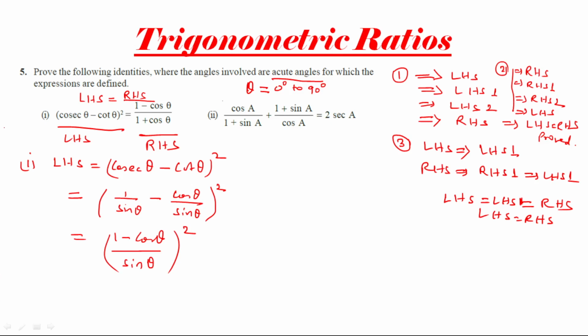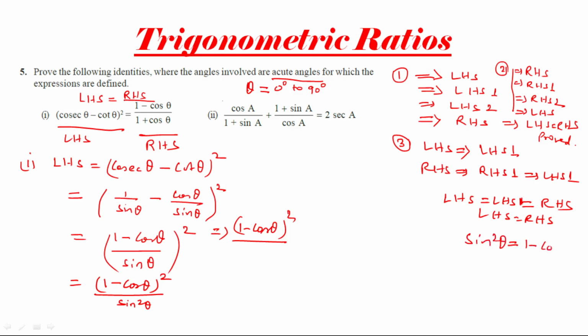Now further, it will give us (1 minus cos theta) whole square divided by sin square theta. Further, as we have already seen in my previous video, there is a formula: sin square theta is equal to 1 minus cos square theta. So it will become (1 minus cos theta) whole square divided by 1 minus cos square theta.